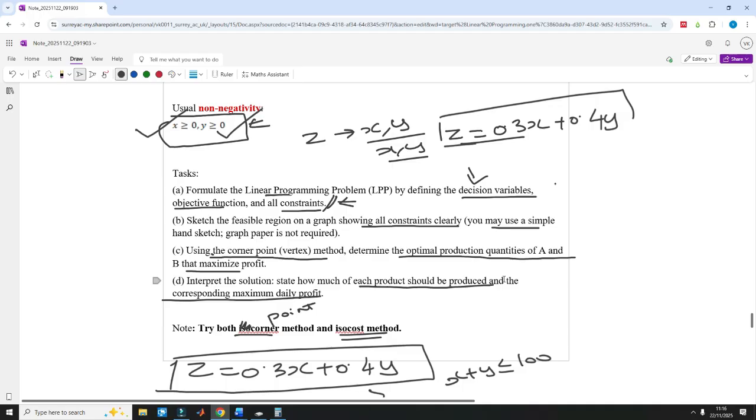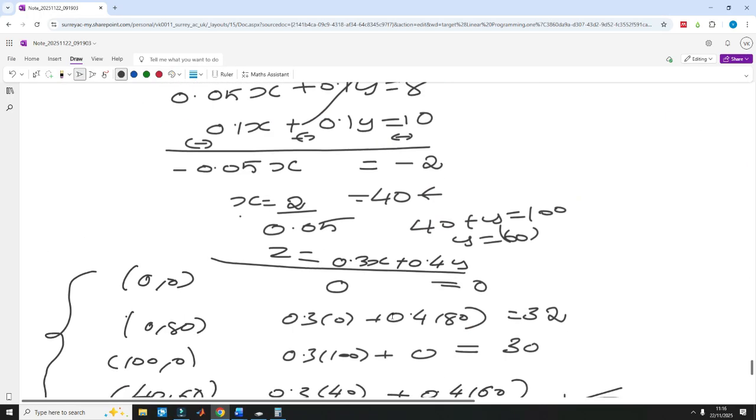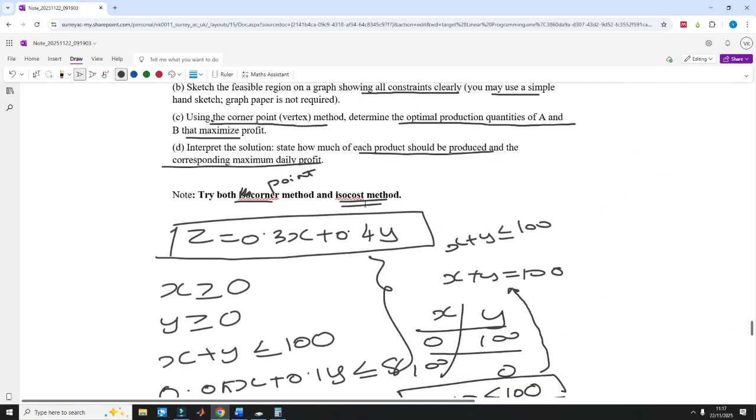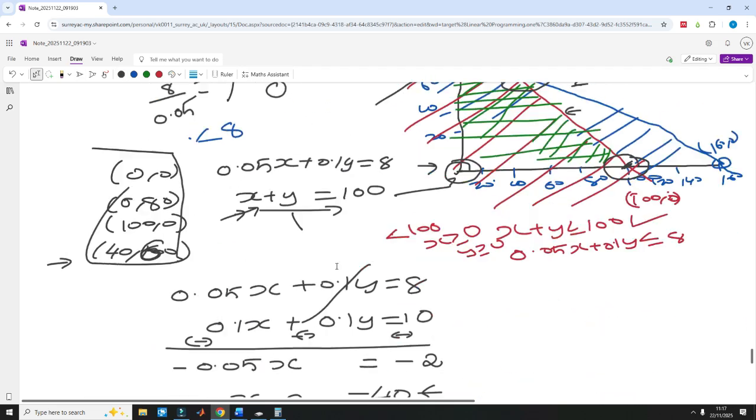If you go back to the problem, if you go to D, state how much of each product should be produced, which means we have to produce 12 kg of A and 24 kg of B, and our maximum daily profit will be equal to $100.